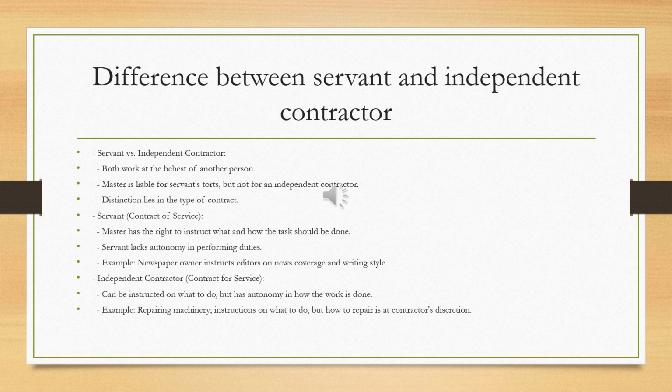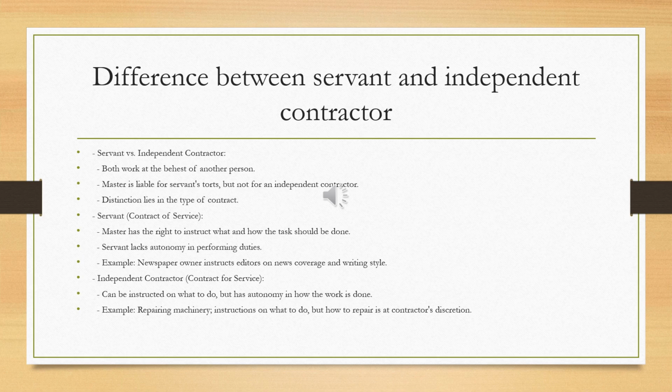In case of a servant, there is a contract of service, which means that along with instructing what tasks should be done by the servant, the master also has the right to instruct the manner in which that act has to be done, and thus the servant does not have autonomy in the performance of his duties. Illustration: P is the owner of a newspaper in which many editors are working. Here, P, as the owner, has the right of telling them which news should be covered and how it should be written.